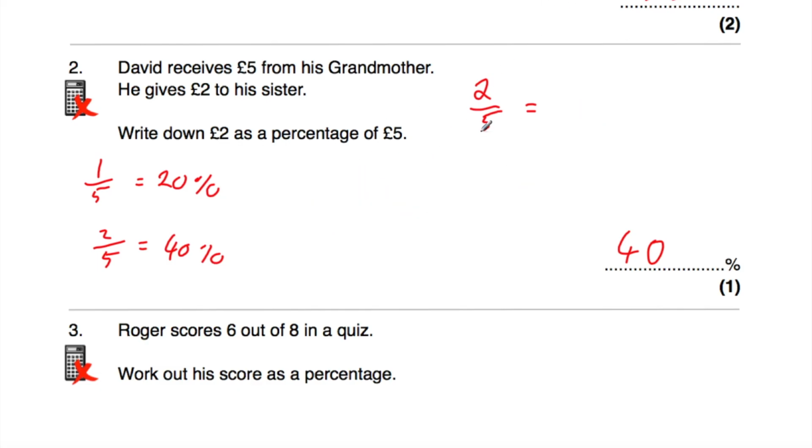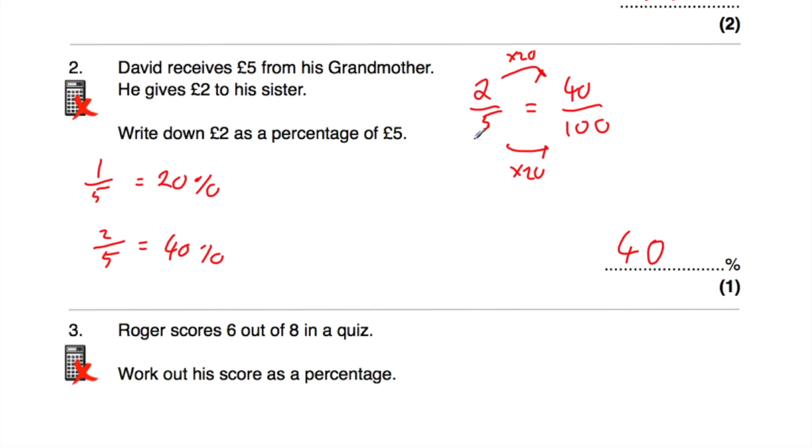And another way you could do this question is, well, a percentage means out of 100, we could find an equivalent fraction. To get from 5 to 100, you times by 20. So to find this numerator, we times by 20 as well. 2 times 20 is equal to 40. So that means that 2 out of 5, or 2/5, would be equal to 40 out of 100, which is 40%.